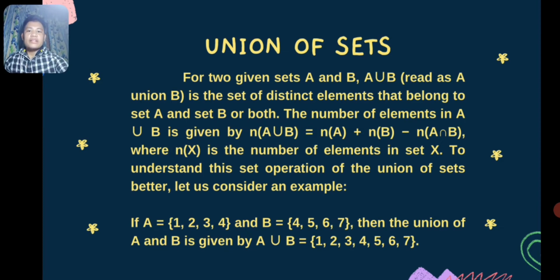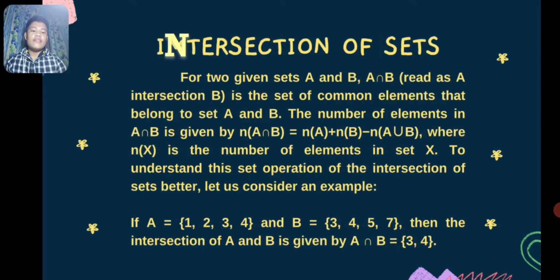Next we have the intersection of sets. For two given sets, A and B, A intersection B is the set of common elements that belong to both set A and set B. So the keyword is common elements.